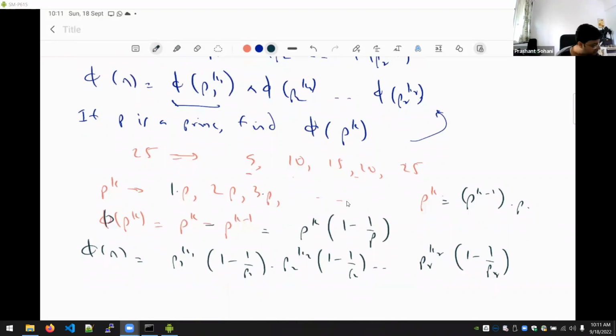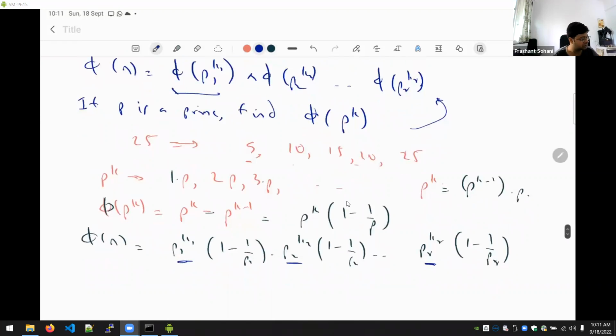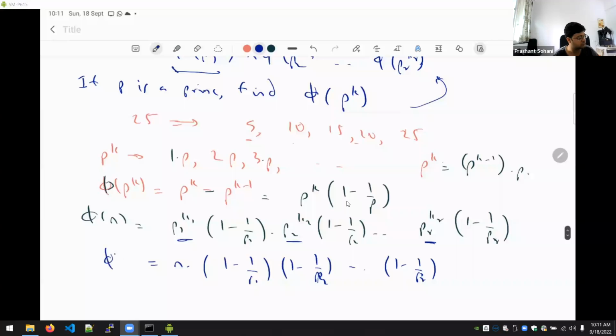And you can simplify it by just grouping these together. So if you see these terms, this can be all combined into just n. So this is nothing but n times 1 minus 1 by p1, 1 minus 1 by p2, and so on up to 1 minus 1 by pr. Interesting, it looks like there are fractions, like the denominators p1, p2, pr. So one may have the question, why is this an integer? But of course, this will be an integer because all those denominators will cancel with n, right? These are all the prime numbers which are occurring in the factorization of n. So there will be no problem.